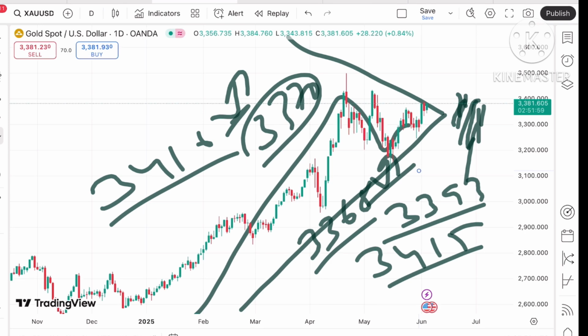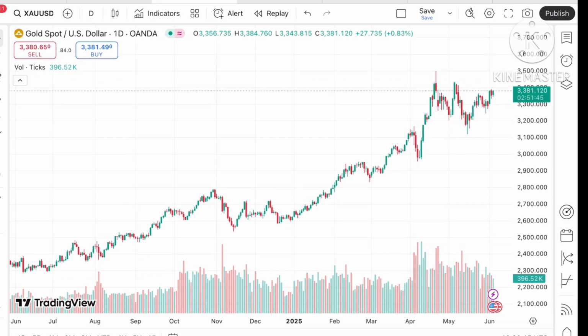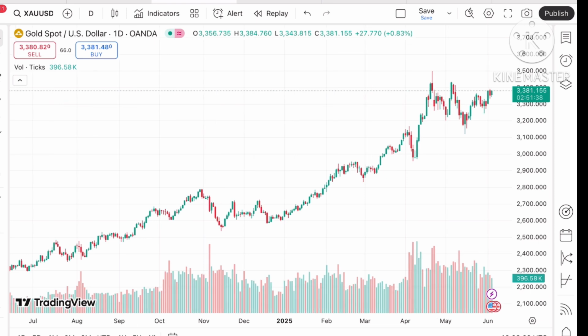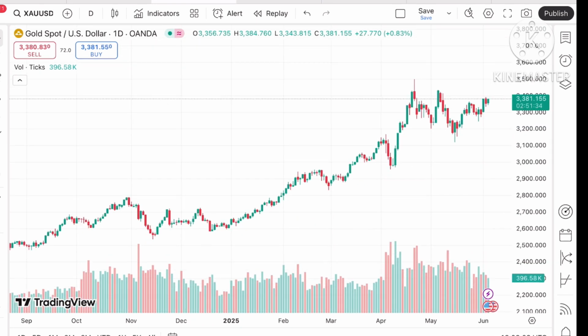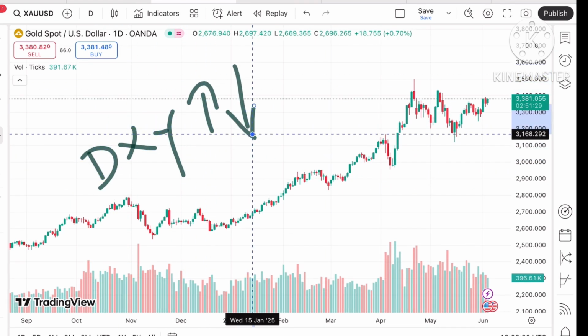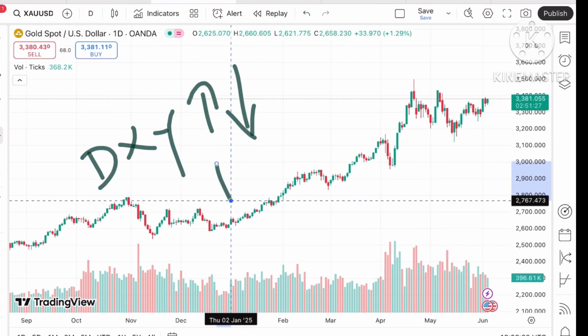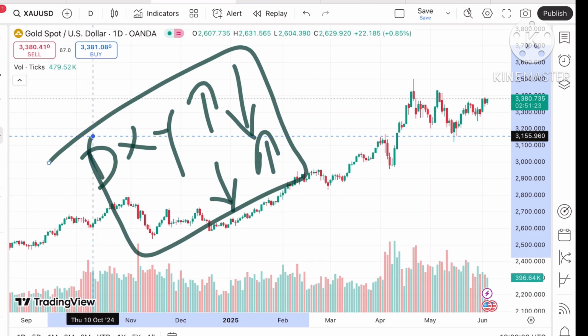Looking at this particular chart, the chance of going further upside is an important factor when the price of gold moves. The dollar index is trading below a level of $100, and gold is now trading at a level of $3381. The price of gold depends on a lot of factors, and one of the factors is the dollar index. When the dollar index starts going upside, we see the price of gold come down, and when the dollar index starts going down, we see the gold price go up.